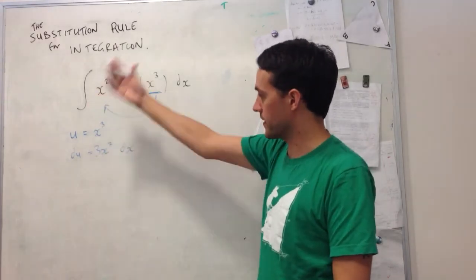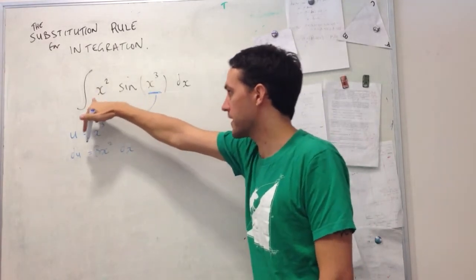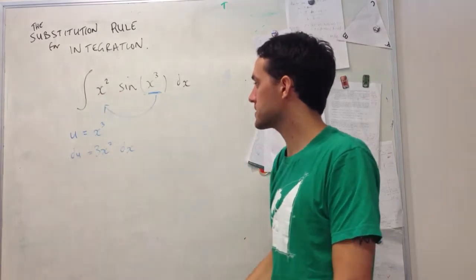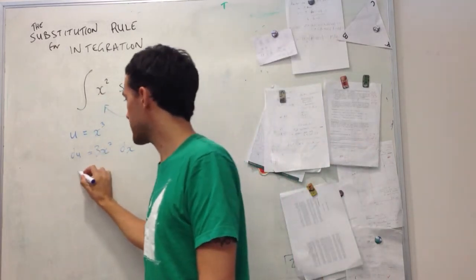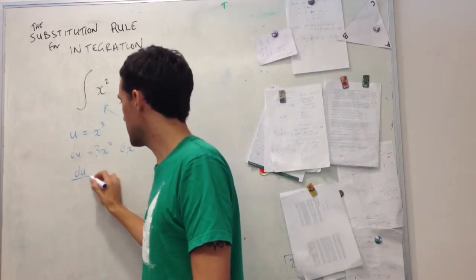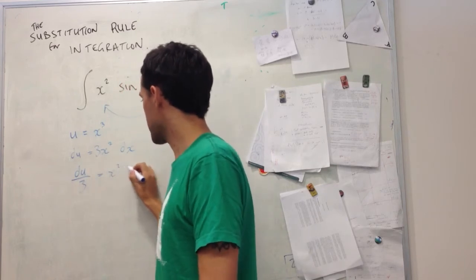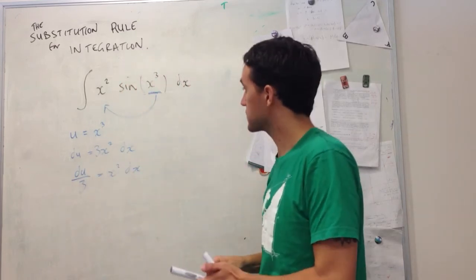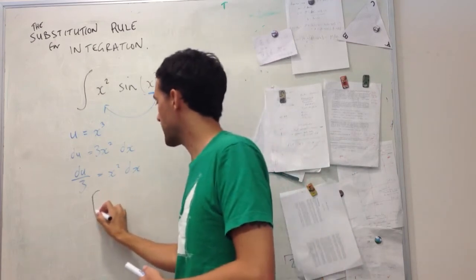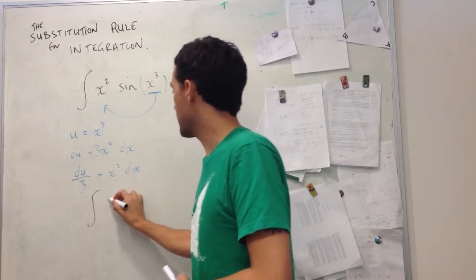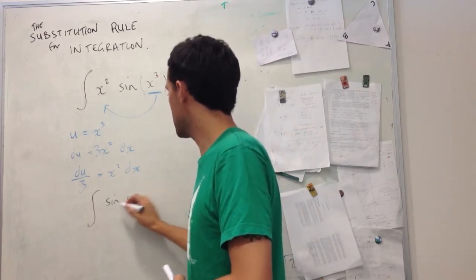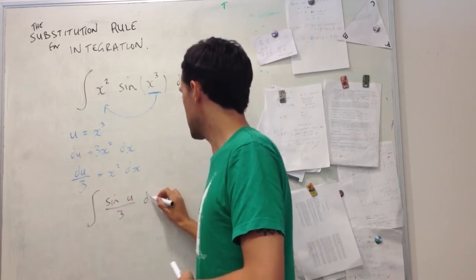One thing that I usually do is, since I've got only x squared here, not 3x squared, I just divide through by 3, so I get du on 3 equals x squared dx. I make these two substitutions, so my integral now becomes sine of u on 3 du.